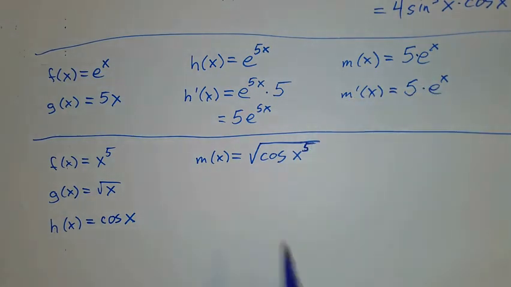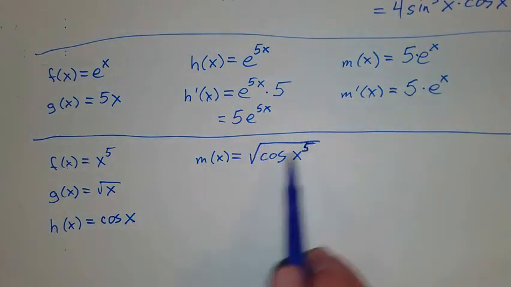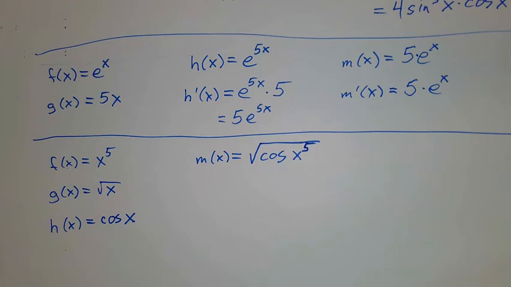So I've got three things happening here. I've got a square root, I've got something to the 5th, and I've got cosine of something. When I do something more complicated like this, a triple-decker chain rule, as I like to think of them, first you've got to think about what your outside function is.